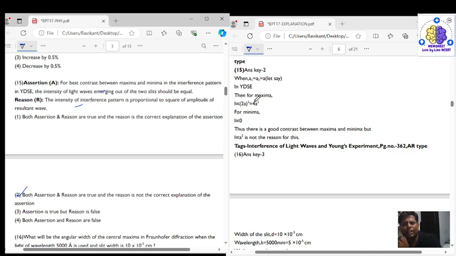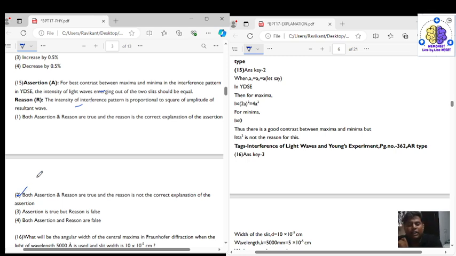So what they say in the question is that for the best interference pattern, the amplitude of the two waves emerging out should be equal, right? And the reason which they give is that the intensity of the interference pattern is proportional to the square of the amplitude of the resultant wave. So this is not the correct explanation for the assertion. The intensity is proportional to the square of the amplitude, that is true, but this is not the correct explanation for the assertion. So the correct answer for question number 15 is option 2.